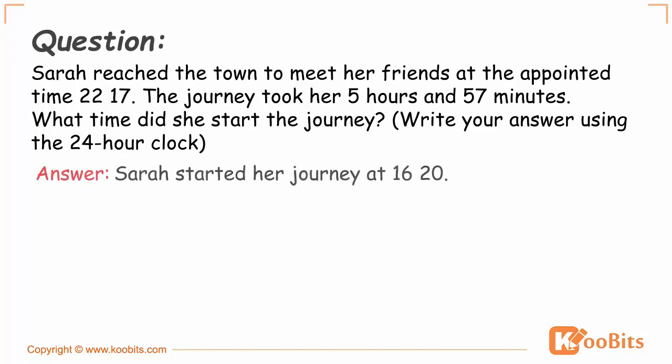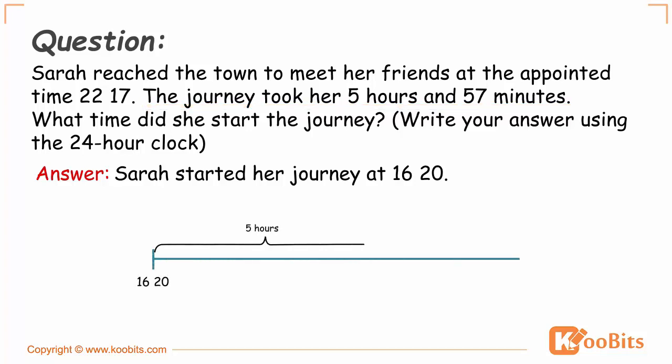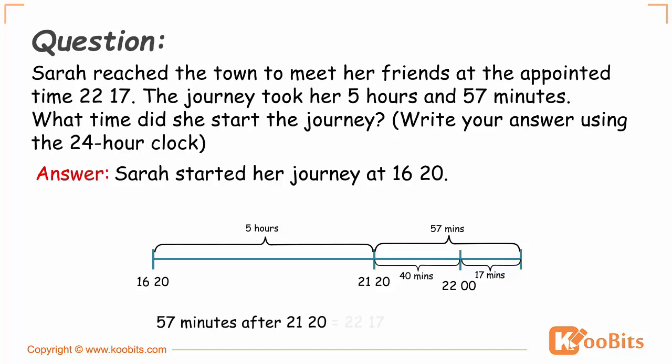From our answer, we know that Sarah started her journey at 1620. From the question, we know that her journey took 5 hours and 57 minutes. 5 hours after 1620 is 2120. Let's first split 57 minutes into 40 minutes and 17 minutes. 57 minutes after 2120 is 22:17. This is the time Sarah met her friends as stated in the question. Therefore, we know our answer is correct.